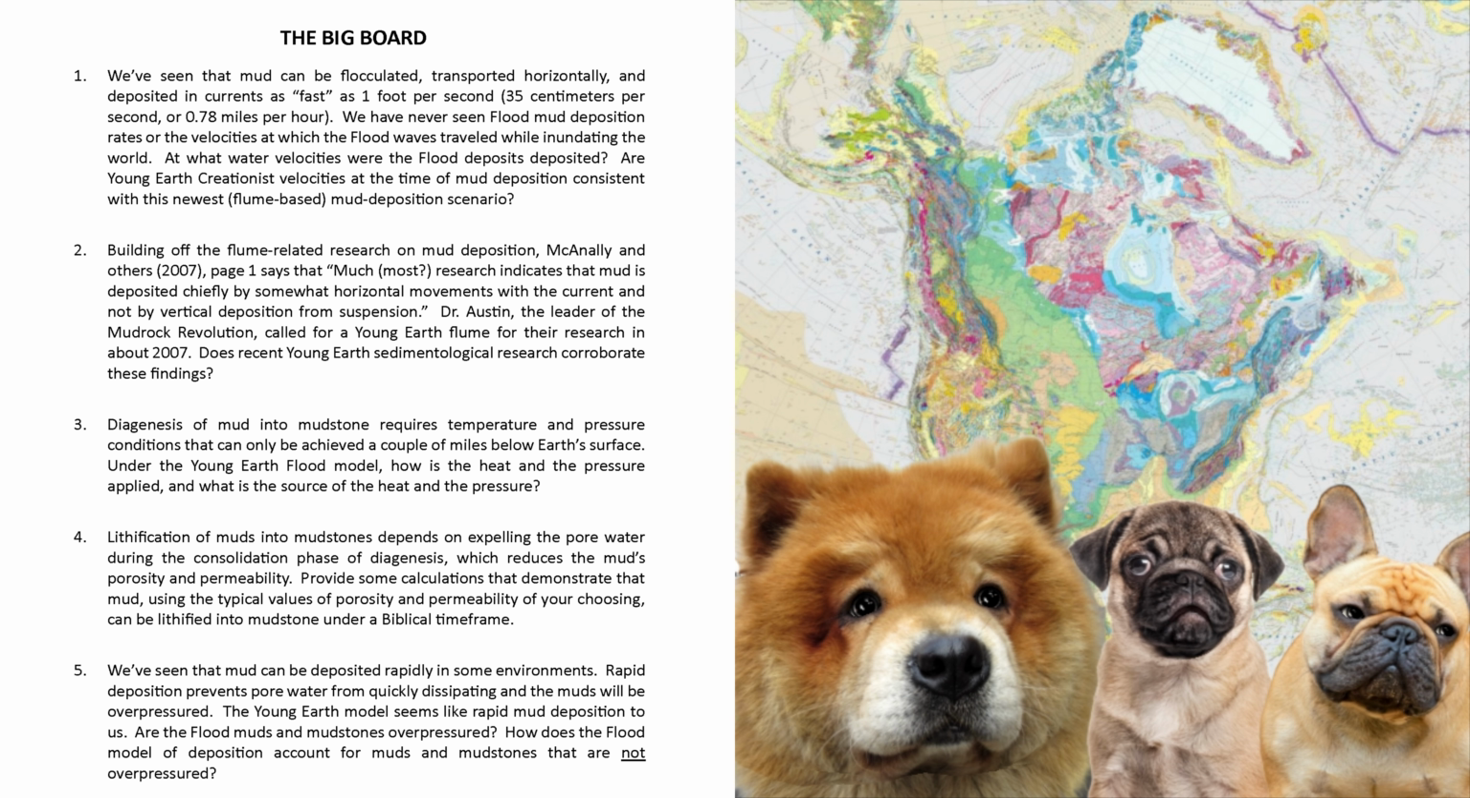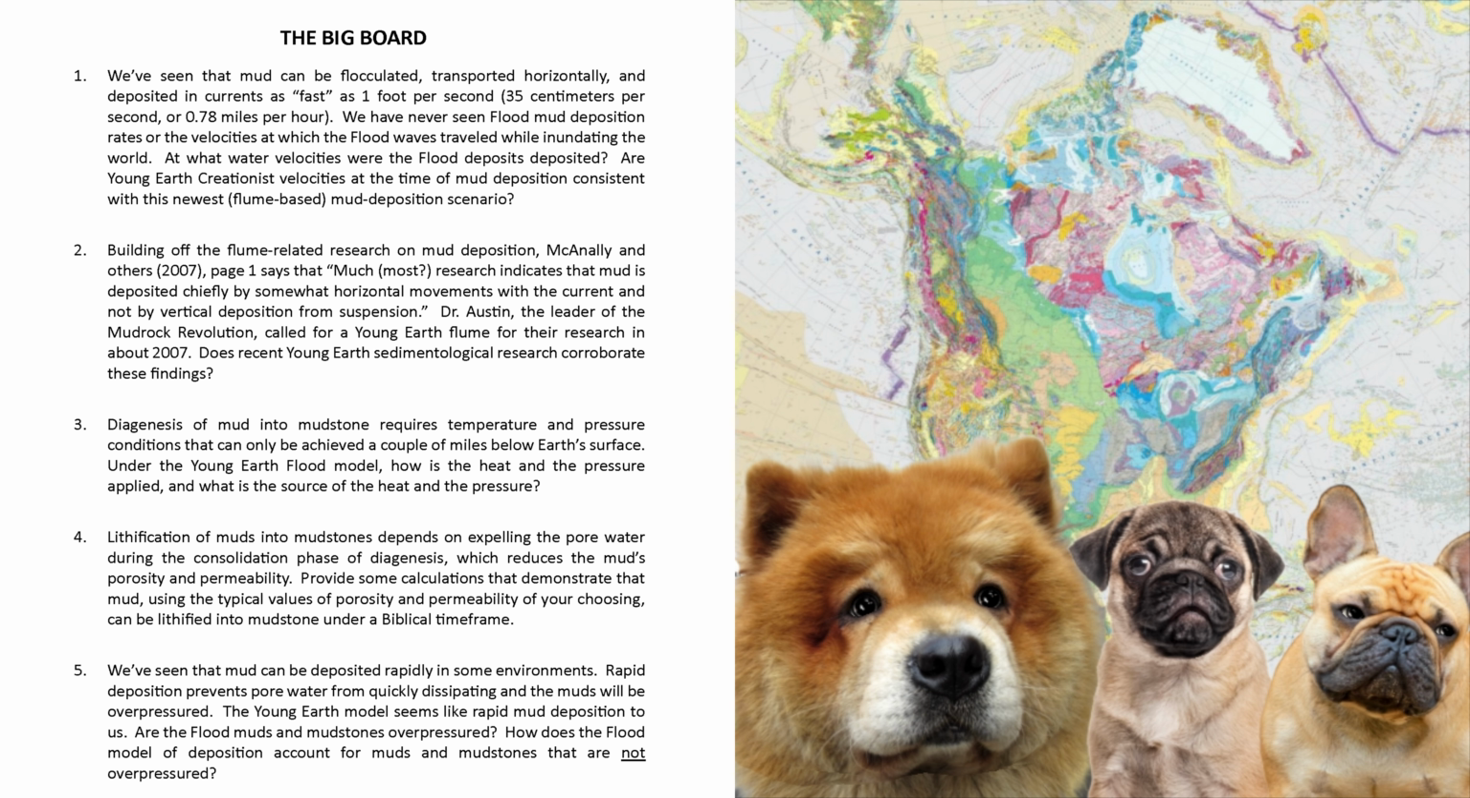2. Building off the flume-related research on mud deposition, McAnally and others, 2007, page 1 says that most research indicates that mud is deposited chiefly by somewhat horizontal movements with the current and not by vertical deposition from suspension. Dr. Austin, the leader of the Mudrock Revolution, called for a young Earth flume for their research in about 2007. Does recent young Earth sedimentological research corroborate these findings?